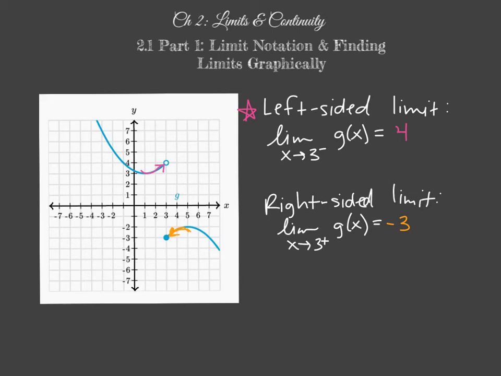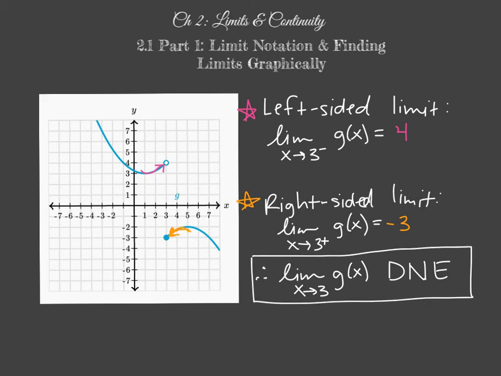Let's check out that both of our one-sided limits exist. 4 and -3 are both just values, right? They're not infinity or they don't exist or something. They're just numbers. But let's take a look at our overall limit then. What's our overall limit as x approaches 3 of our function g of x? Well, do the left-sided and right-sided limits both exist? Yes. Are they the same? No. Therefore, our overall limit does not exist.